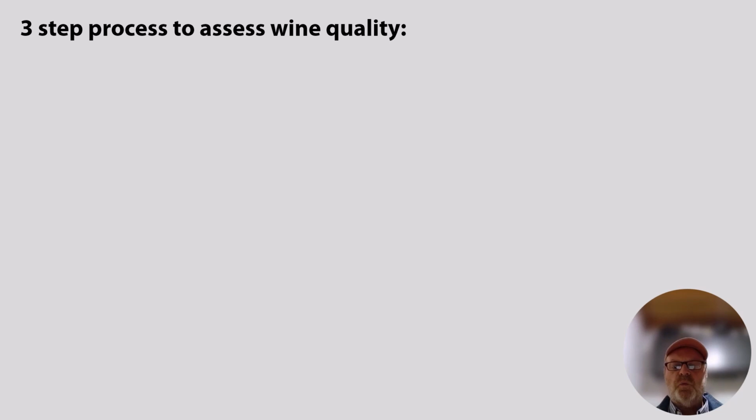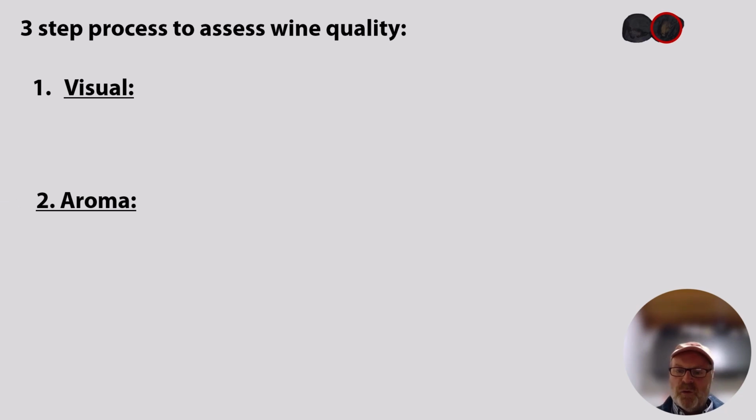So we're going to review the three-step process to assess the quality of a given wine. Remember last week we discussed the importance of these little berries that have very little pulp and lots of skin, because in the skins is where the color, the aromas, and the flavors are. And the three-step process to assess the wine quality is visuals, number one, then aromas, and then taste.